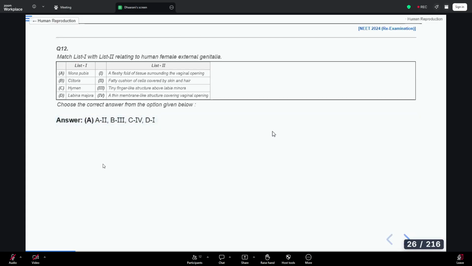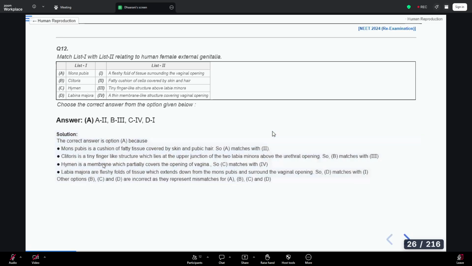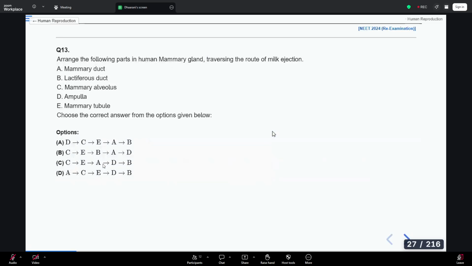So the answer is option A. Very good to all who have answered option A. So mons pubis is a fatty cushion of cells covered by skin and layer. Clitoris is a tiny finger-like structure above the labia minora. Hymen is a thin membrane-like structure covering the vaginal opening. Labia majora is a fleshy fold of tissue surrounding the vaginal opening. Okay, let's see the next question.